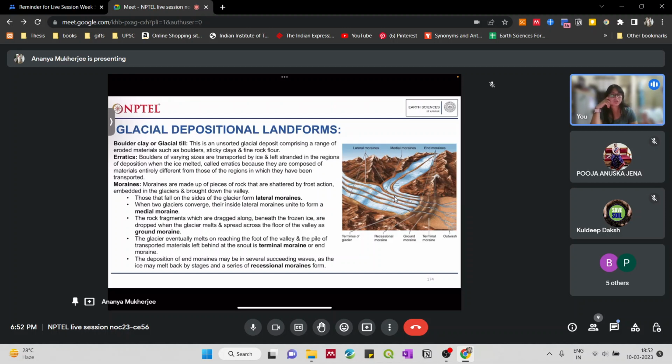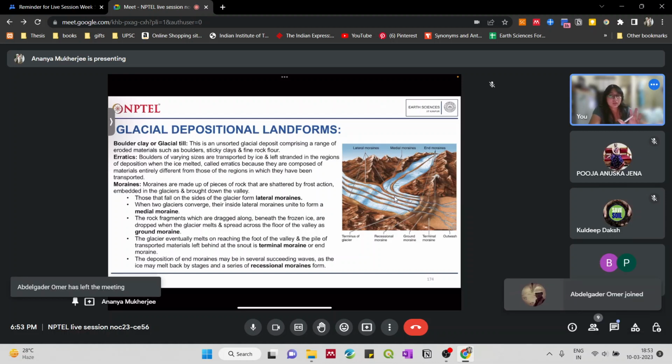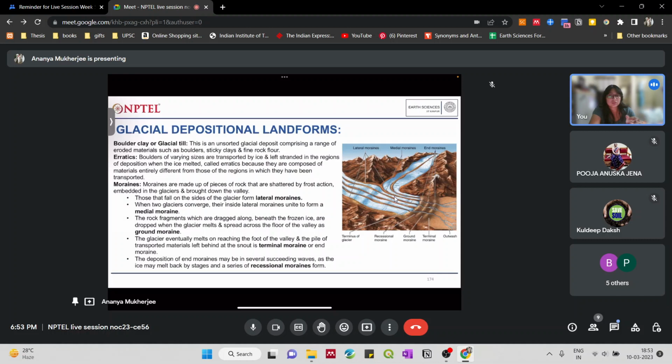So glacial depositional landforms. Before they get deposited, we will try to understand what the material brought by the glaciers is. You have boulder clay or glacial till. Till is the term we use for sediments that are brought by glaciers. These are unsorted in nature, so you will find all sorts of sediment sizes in the glacial till, everything from boulders to clay to silt and fine rock flour. Rock flour is very fine rock particles.